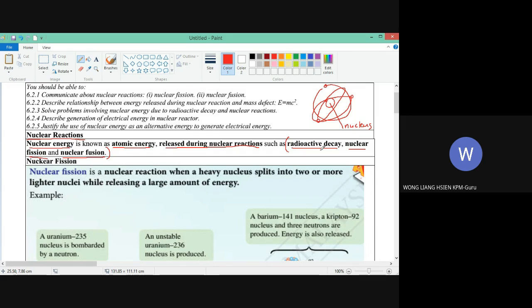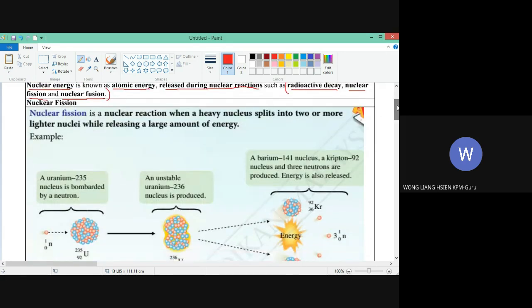Okay. So now we want to look at nuclear fission and nuclear fusion. So what is nuclear fission?